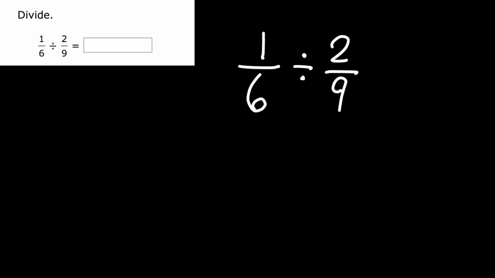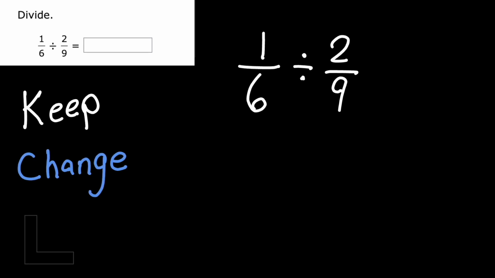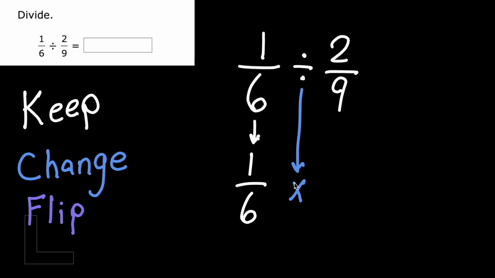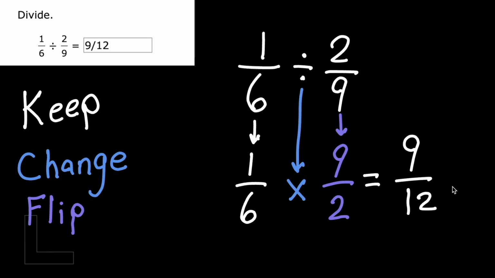Next, we need to divide two fractions, but note that we can easily turn this into a multiplication question. All you need to remember is keep, change, flip. For example, we keep 1/6 the same, we change the sign to multiplication, and we flip 2/9 into 9/2. Now we can just multiply straight across. 1 times 9 is 9, 6 times 2 is 12, so our answer is 9/12.